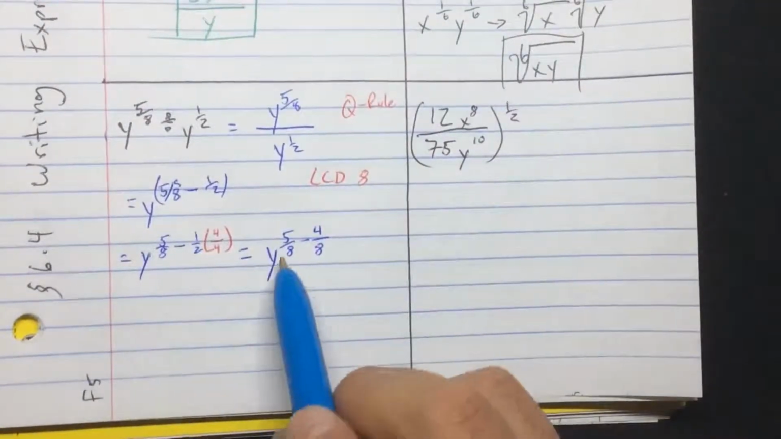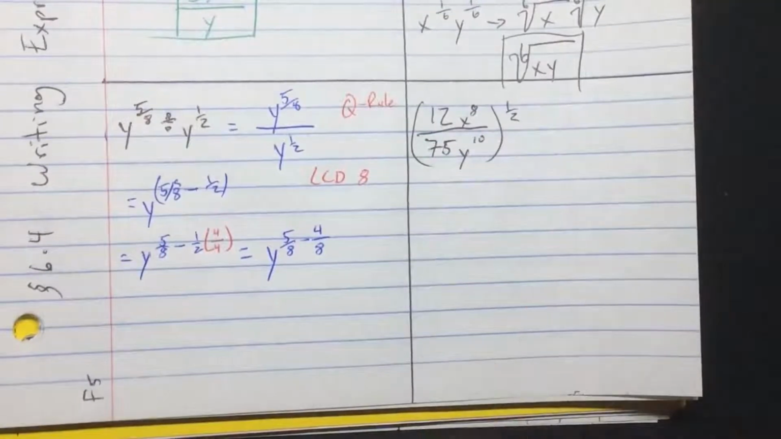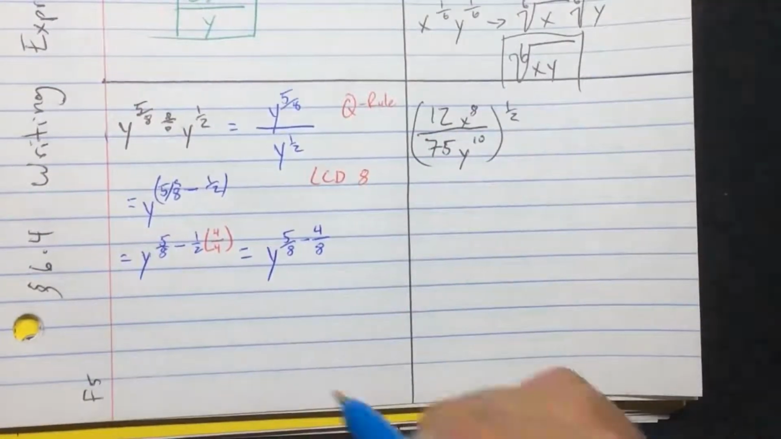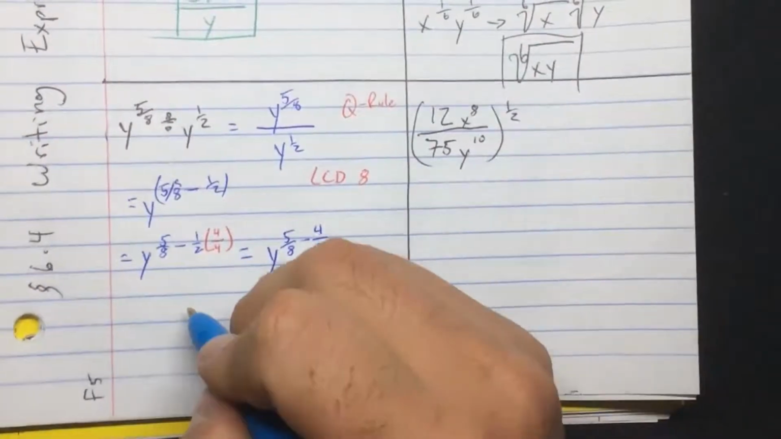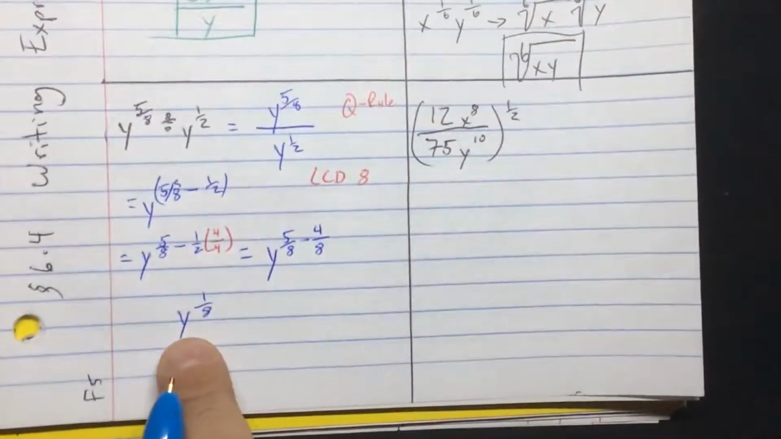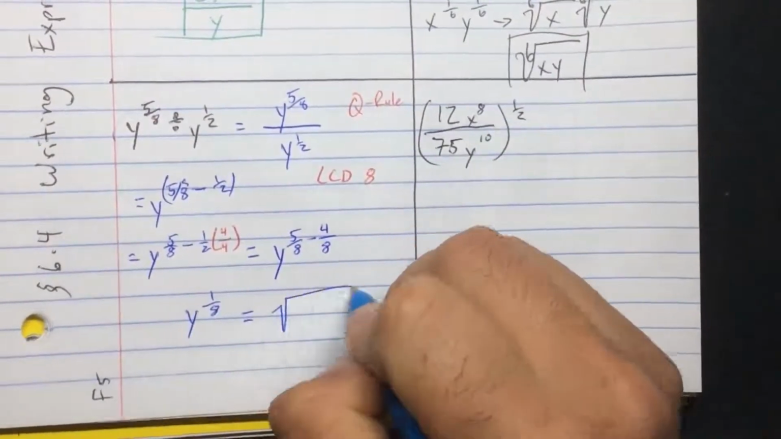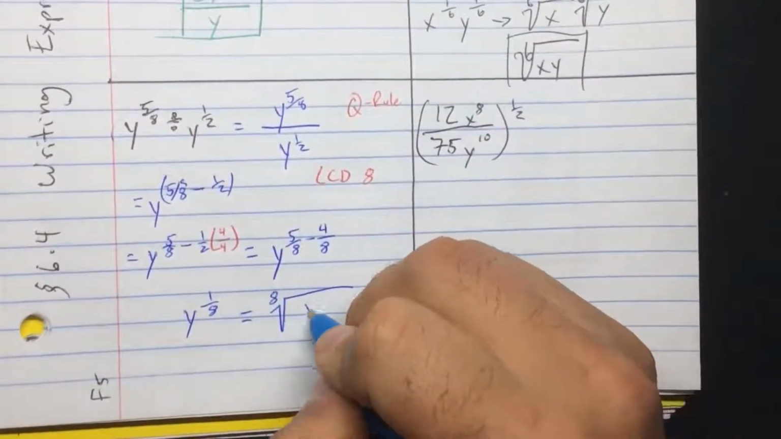And now it's just simple subtraction. 5 minus 4 is 1. The denominators do not change when you're adding or subtracting, only when you're multiplying and dividing. So this is going to be y to the 1 over 8, which is our exponential form. But this can also equal, in radical form, the 8th root of y.